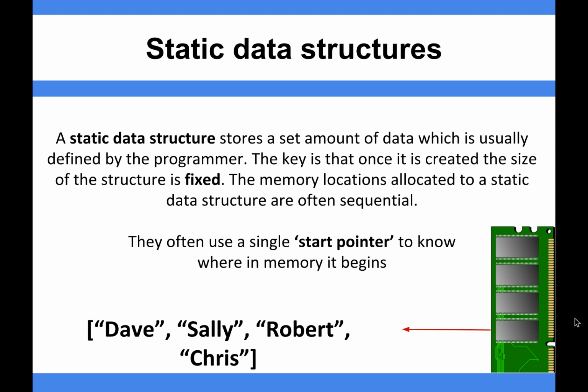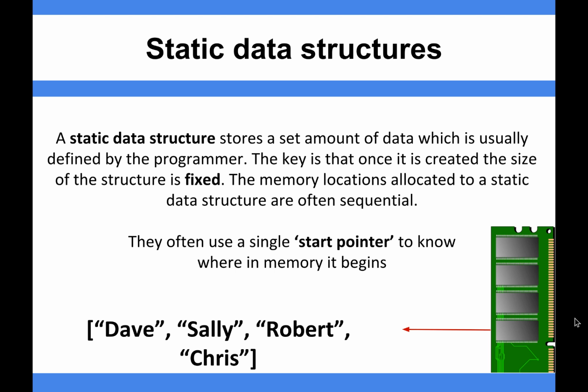Because it's fixed, let's say I've got a data structure that's 10 items long, it almost always allocates sequential memory locations. So it will find a piece of memory that's 10 locations long and allocate that to the data structure you want. They often use a single start pointer to tell you where memory begins, and they might have an end pointer as well. They don't use lots of pointers; if they do, they just use one or two. So they might have a start pointer and an end pointer, so you know where it starts and where it ends. Therefore, you can work out the length, that sort of thing.